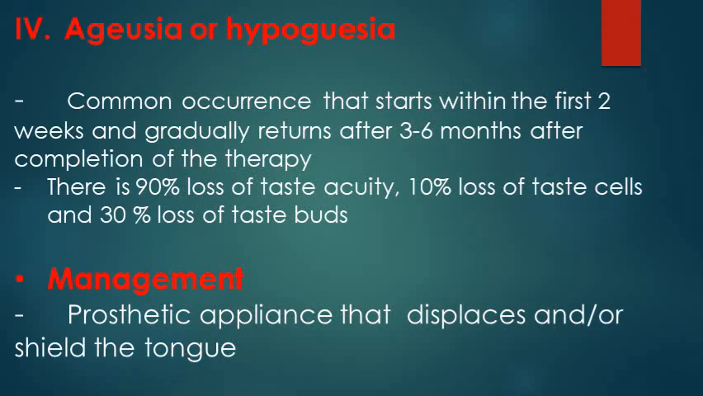Ageusia, which is loss of taste sensation, or hypogeusia, is a common occurrence that starts within the first 2 weeks and gradually returns 3 to 6 months after completion of therapy. There is 90% loss of taste acuity, 10% loss of taste cells, and 30% loss of taste buds. The management: a prosthetic appliance that displaces and/or shields the tongue.